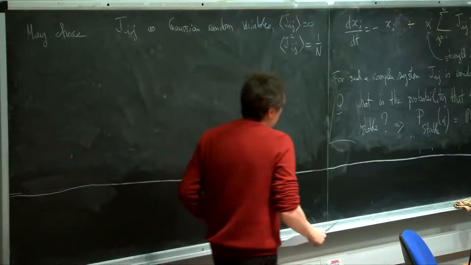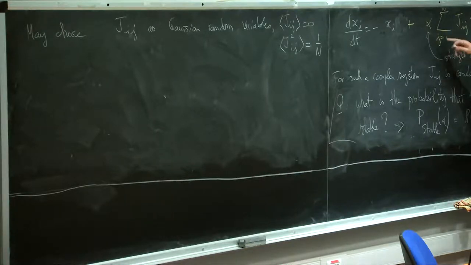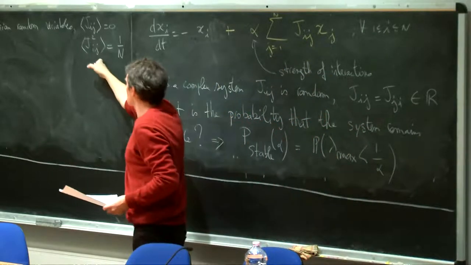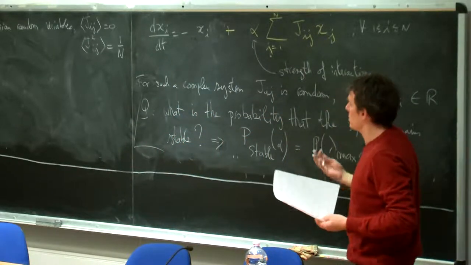You see easily that there is a very large number of terms here. So you want to have this of order 1. And the central limit theorem tells you that basically, this will be of order square root of n times the variance of that, so square root of n times 1 over square root of n. So that means that you choose this J squared of order 1 over n. You want to have this simply of order one. Otherwise, of course, it doesn't make sense.